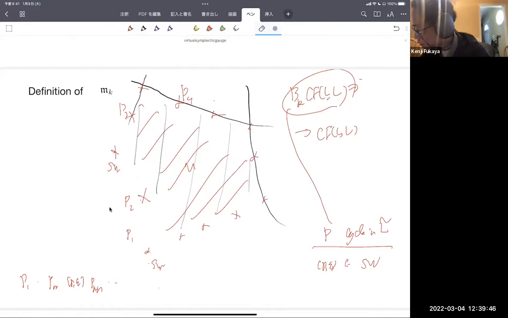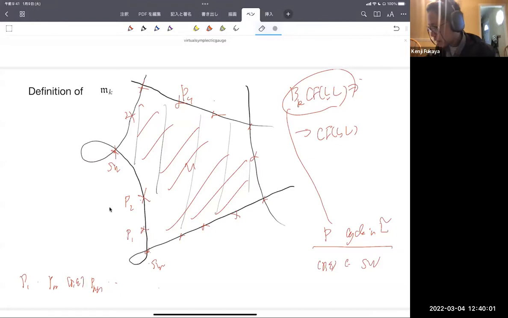It goes to PI on this marked point, and on the switching part you have these switching conditions. So you count this kind of holomorphic disk, and it gives this operator. In the embedded cases, you just count this kind of thing, right? But in the immersed case, you also take this switching thing. So this is the definition of MK.